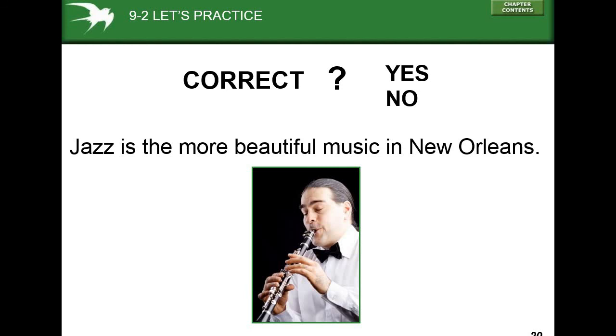Now we have a small practice session, children. You must say whether it is correct or wrong. Jazz is the more beautiful music in New Orleans. Is it right or wrong? Wrong. Then what is right?